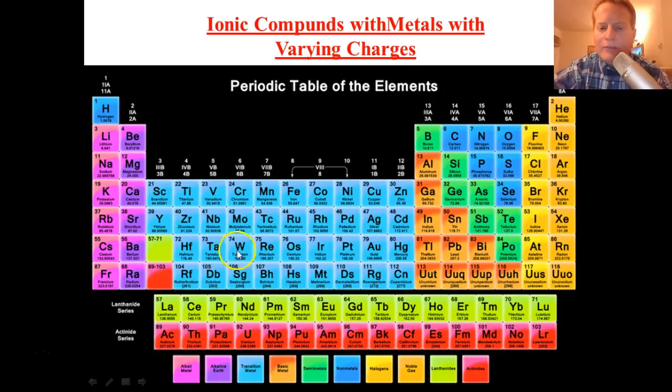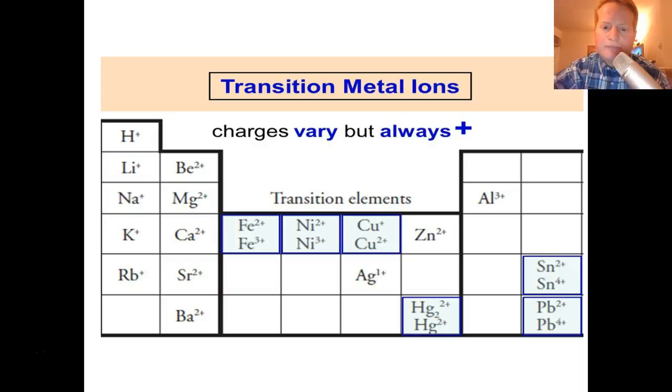We say that they vary because each of these metals in here and in this column could have multiple charges. It's not just one charge anymore. So let me show you what I mean. Just as an example, and here's just a condensed periodic table, iron could be a 2+ or a 3+. Nickel could be a 2+ or a 3+. Copper could be a 1+ or a 2+.